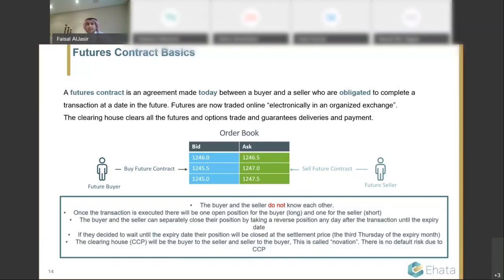So the clearinghouse, the CCP, what's the function of the CCP? The CCP will be the buyer for a seller, basically, and the seller for every buyer. This is a very important concept, and this is what can create liquidity. This is also what manages the credit risk or the default risk.